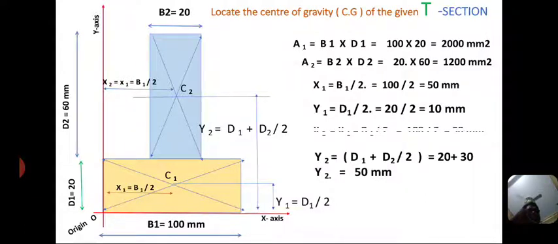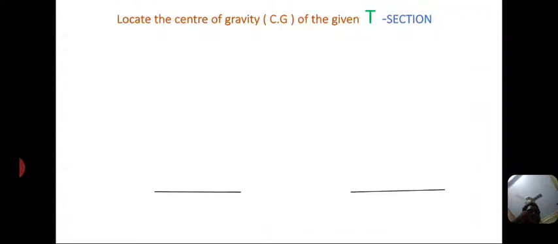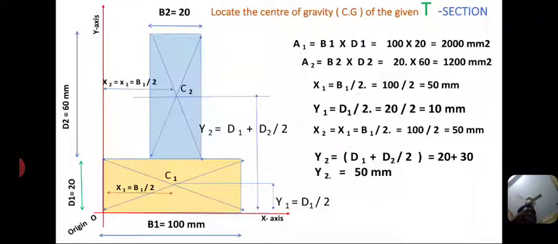Similarly, x2 equal to half of the base of the bottom rectangle. Here x2 equal to x1, and y2 equal to d1 plus d2 by 2, the height of the bottom rectangle plus half of the upper rectangle. All these values are written in tabular form.